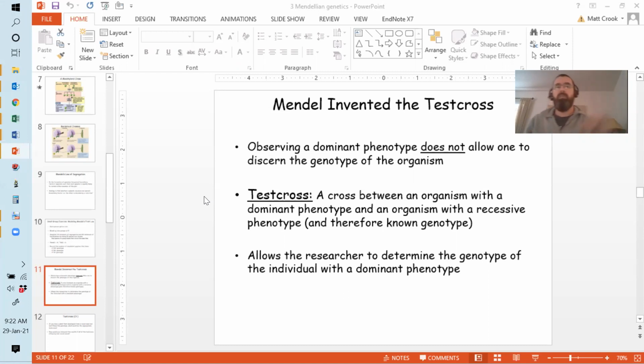Okay, let's move on to dihybrid crosses, right? Which are essentially, sorry, I've got to take my jumper off. Or sweater, as they call it in the US.